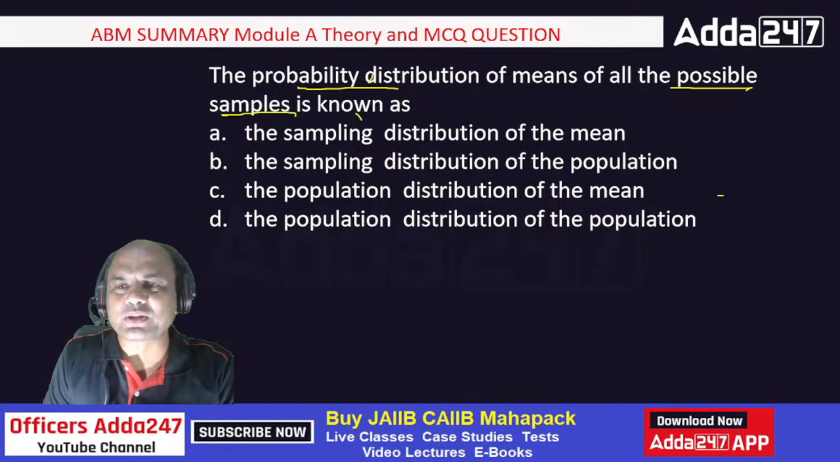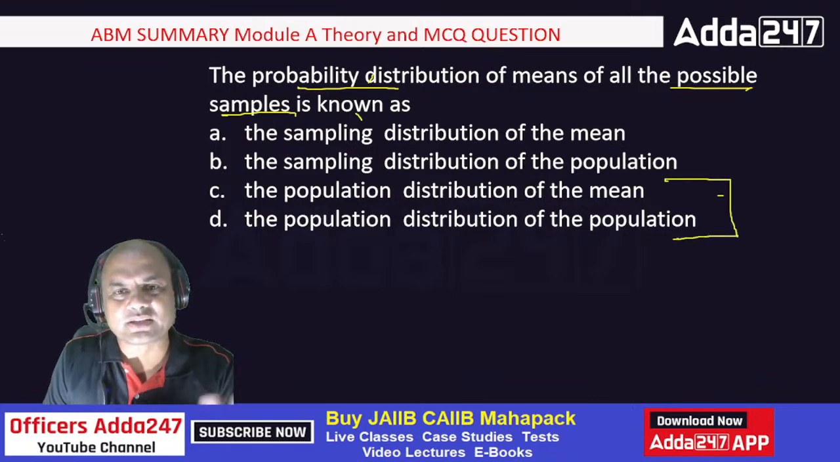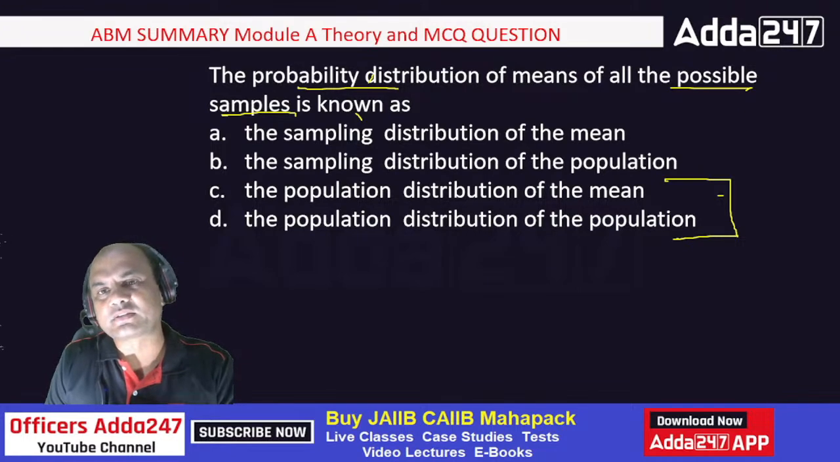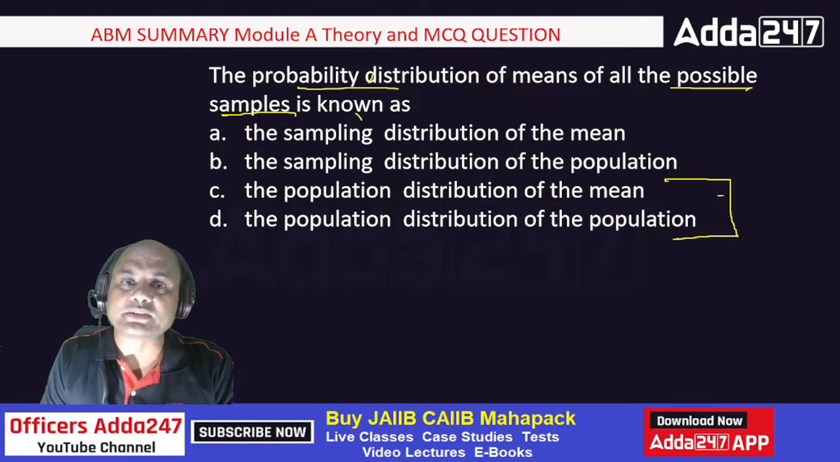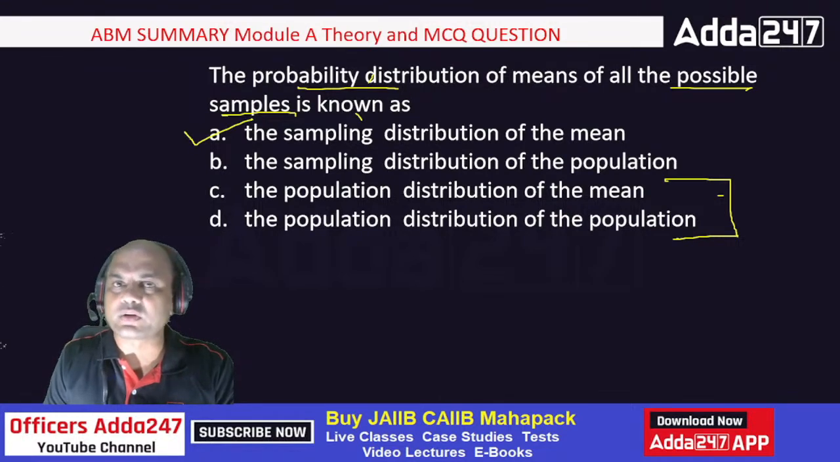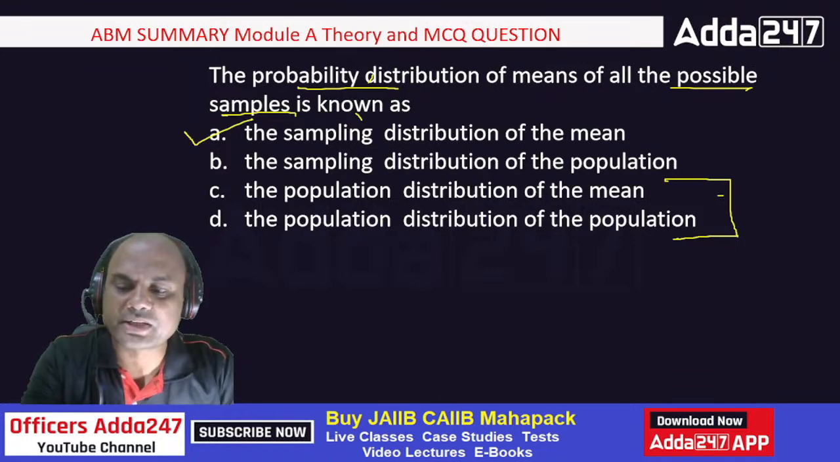Now these two are totally out. This has nothing to do. These two are important: sampling distribution of the mean or sampling distribution of the population. So what is the answer over here? The answer over here is sampling distribution of the mean. Got it? So that is sampling distribution of the mean.